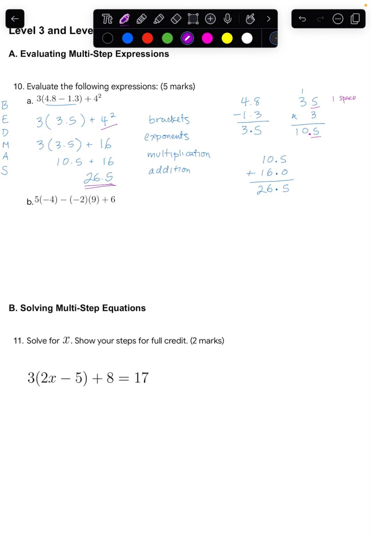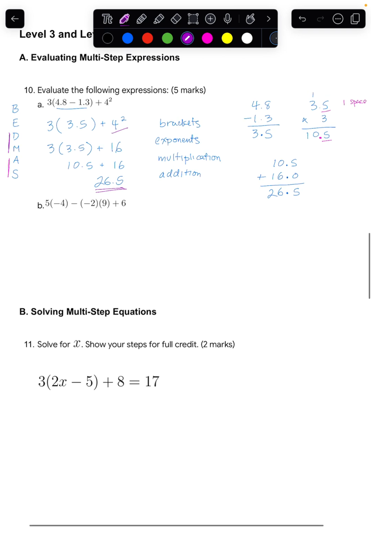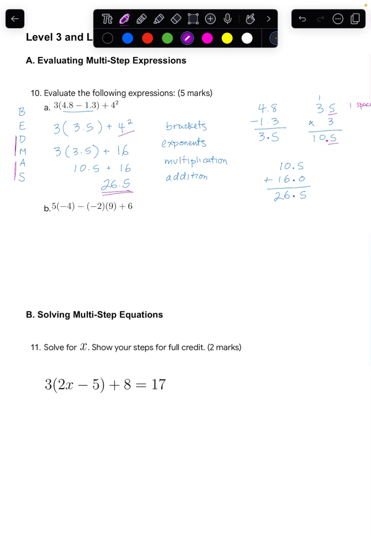Ooh, so here we have a series of positive and negative numbers. There's some multiplication and there is some addition and subtraction. So we're first going to deal with the multiplication.